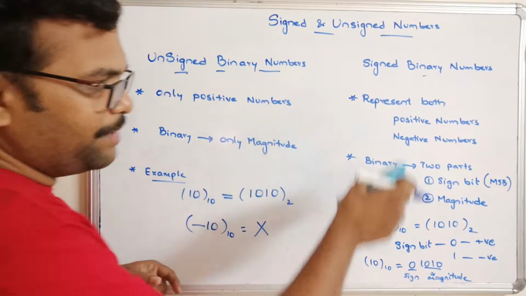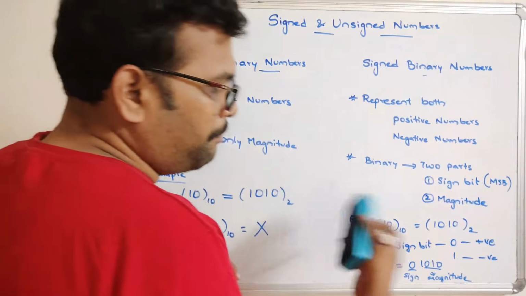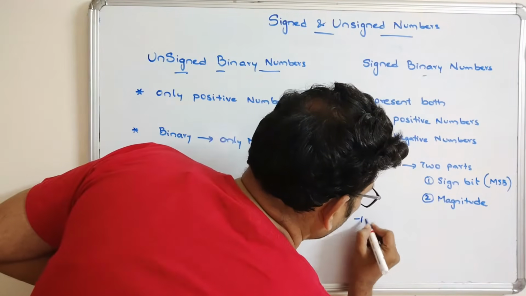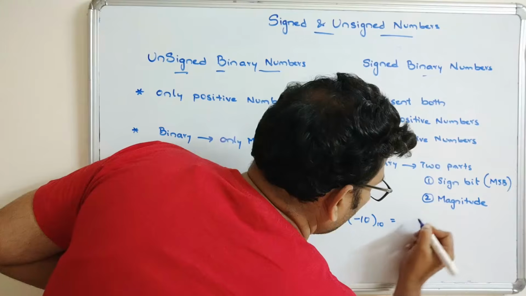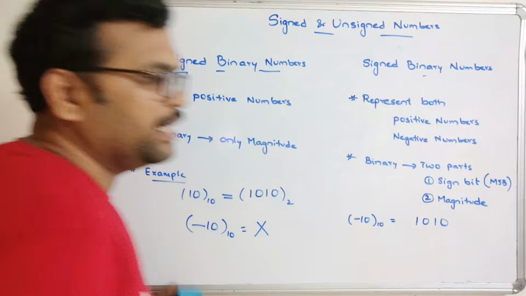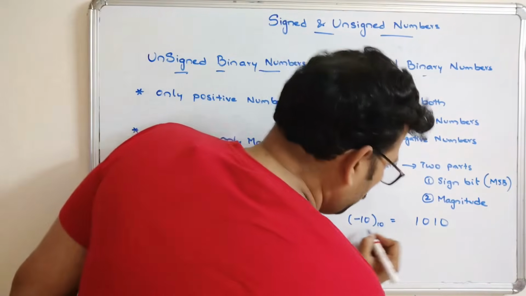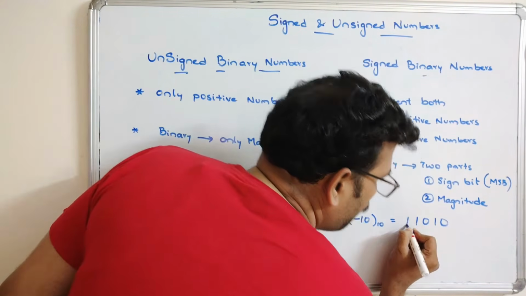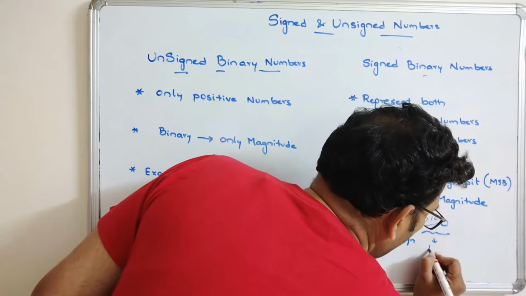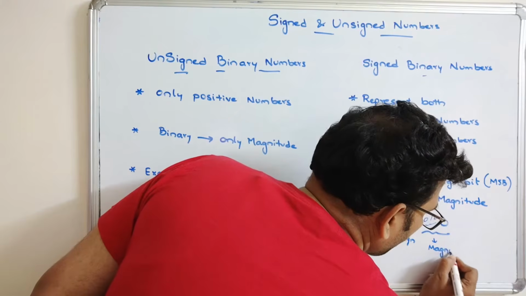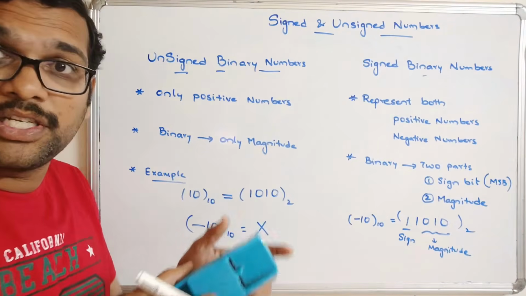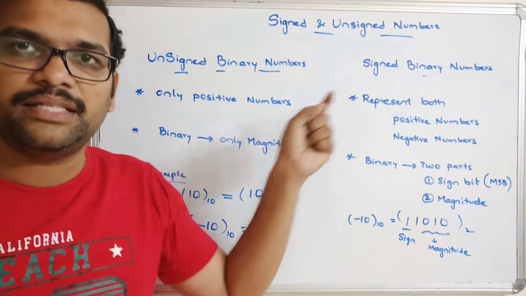And in the same way, if you want to represent minus 10, 1010 is the binary of the positive value, so since it is a negative value, the sign bit should be 1. This represents the sign bit and this represents the magnitude. So this will be the binary of minus 10. This is one process to represent negative numbers in the signed form.